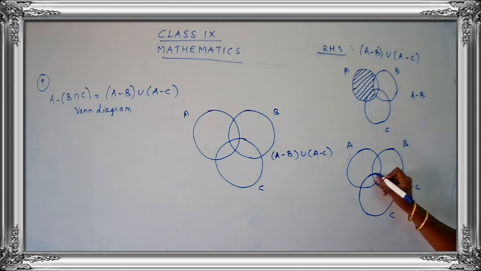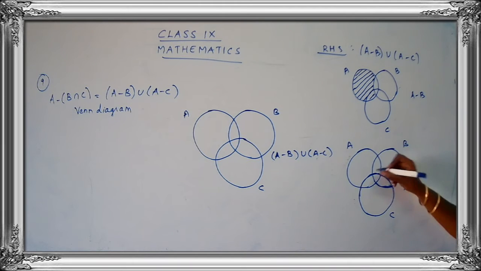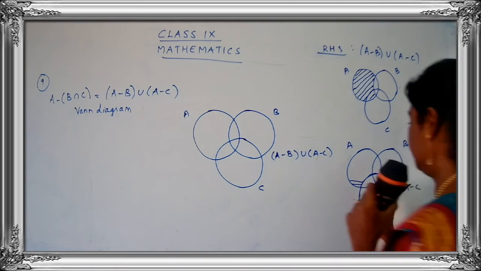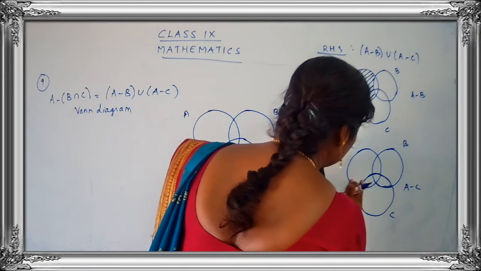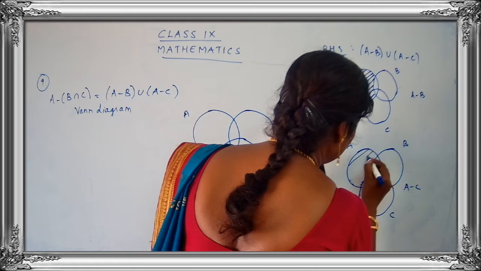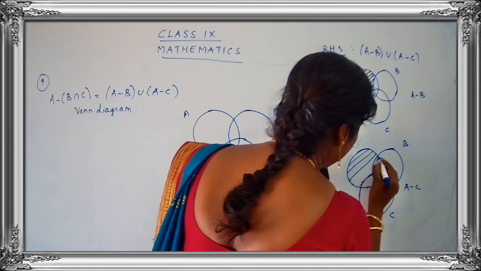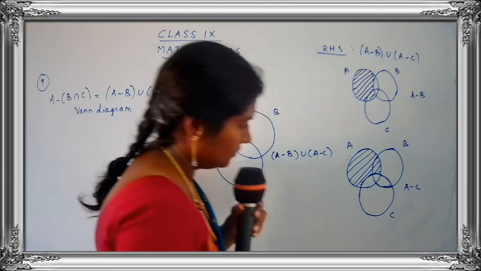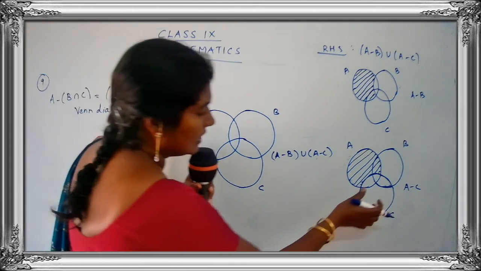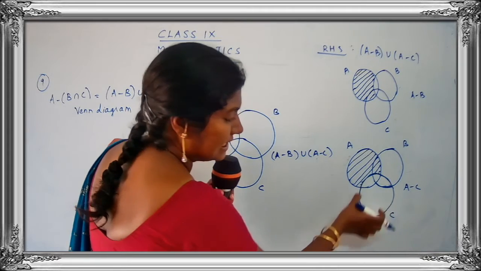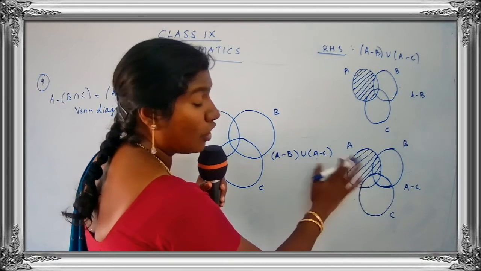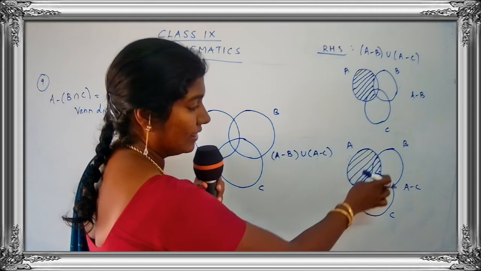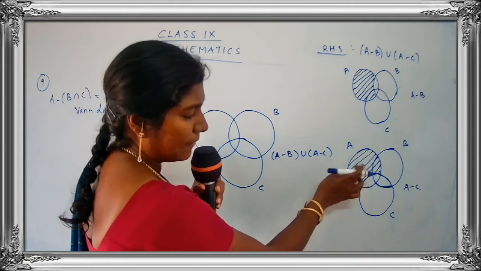So I don't want this circle. This area I don't want. So you are going to just shade the leftover part. Just shade it properly. I don't want C, so I am not going to touch C. See, I have just left the C part as it is. I am not going to go for the common part of A which is in C. So just shade the A part. Only the A part.